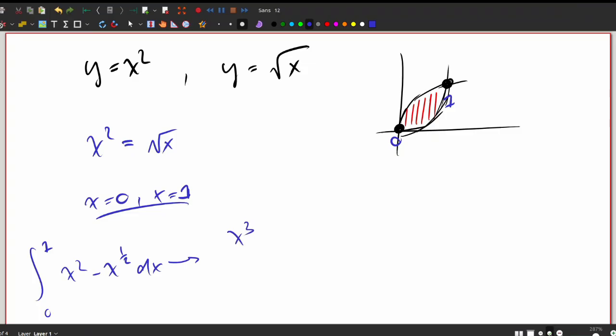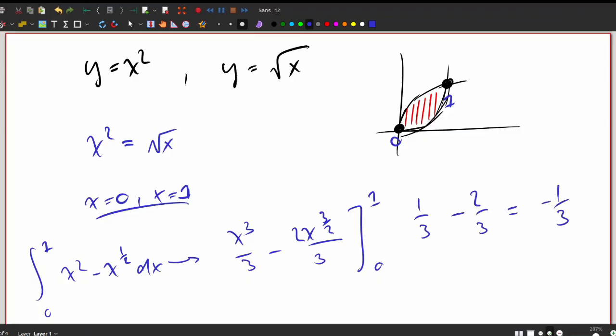This becomes x cubed over 3 minus x to the 3 over 2 divided by 3 over 2, evaluated from 0 to 1. When we plug in 0, we get 0 for everything, and when we plug in 1, we get 1/3 minus 2/3, which is -1/3. Remember, this is a negative number, but we're asked to find area, and area is an absolute value. So we're just going to take the absolute value of -1/3, which is 1/3.